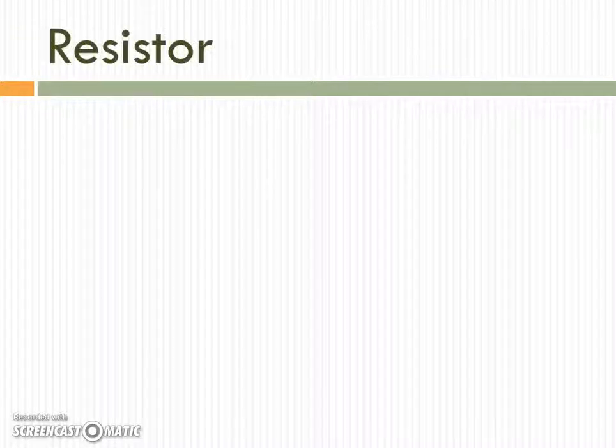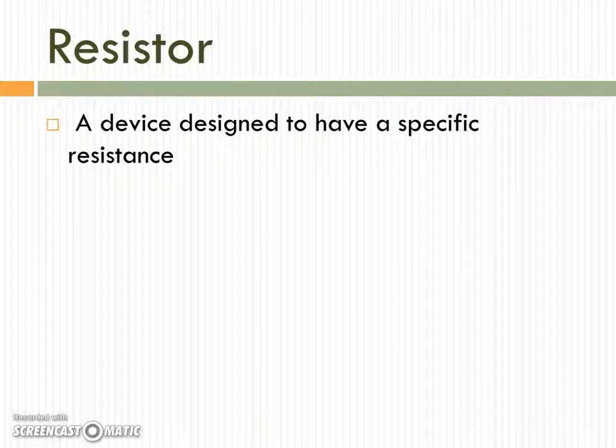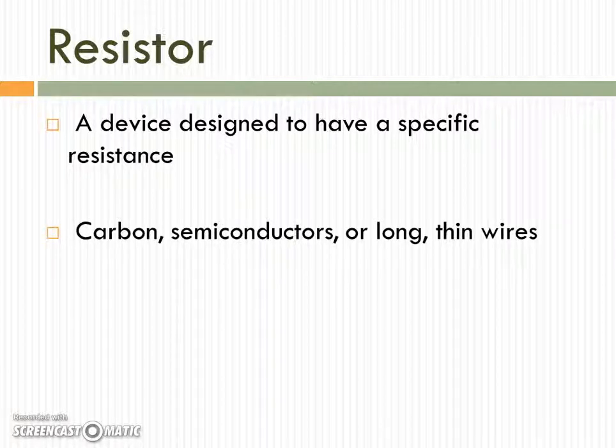So what exactly is a resistor? It's a device that's designed to have specific resistance, so to slow down the flow of charge by a certain amount. You have resistors especially in the electrical wiring of your home. Carbon is a good resistor, semiconductors too, and anything that's really a long, thin wire can be considered a resistor.